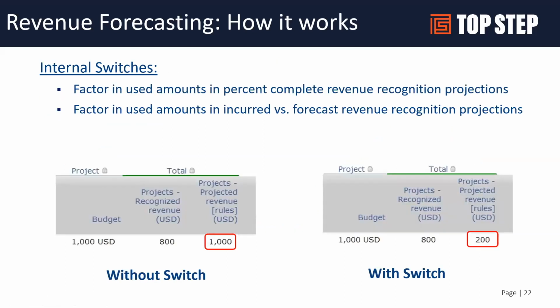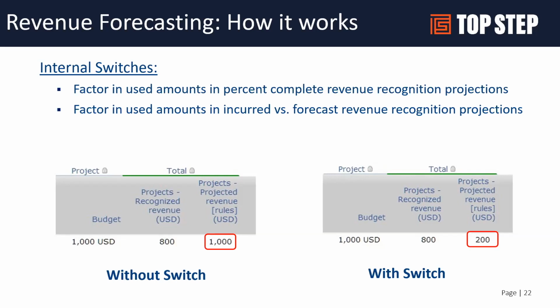So I talked about factoring used amounts and percent complete. You'll know pretty quickly if this is not the case because you'll see here in this example, we've got a $1,000 budget, $1,000 percent complete rule. We've recognized 800. We're projecting into the future, and it's projecting next month we're going to do 1,000. Well, that may or may not be a desired output with the switch not enabled. When you enable the switch, you get a recognized of 800 and a projected of 200.